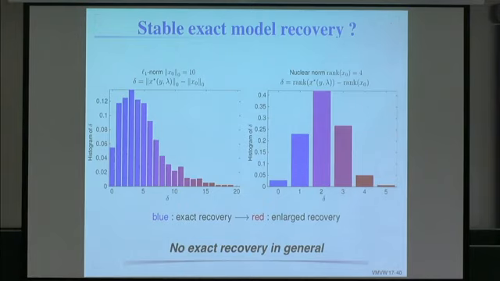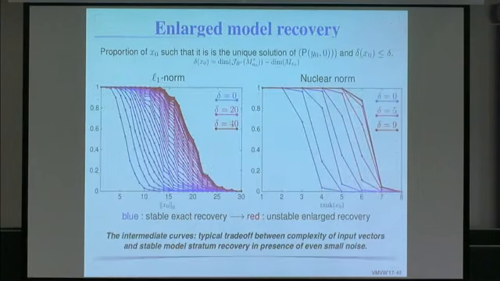We don't have exact model identification in the least favorable regime of compressed sensing, even if, in compressed sensing, the number of measurements is not sufficient. This is what we call enlarged recovery. It means that we are identifying a larger stratum. So in general, we don't have exact recovery.